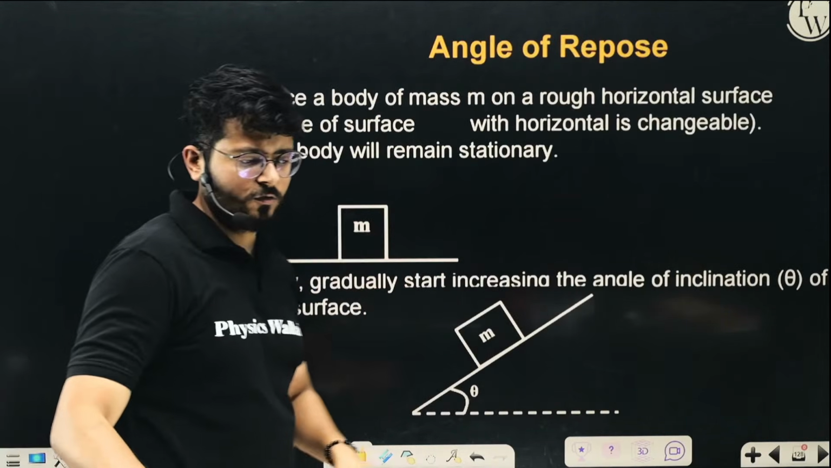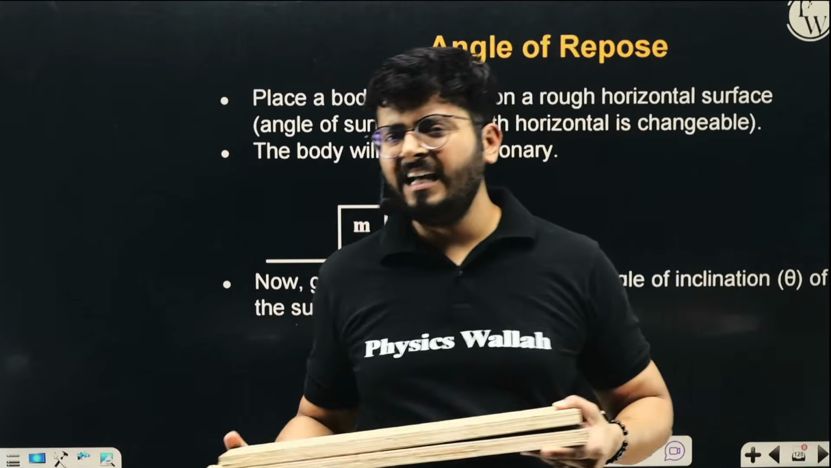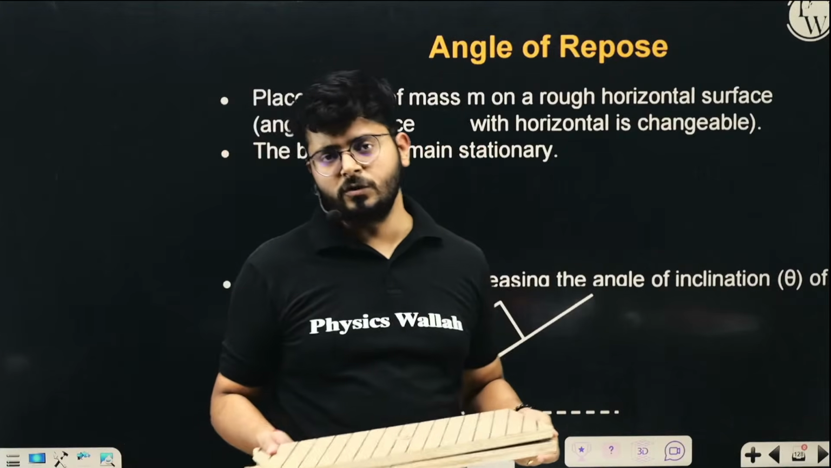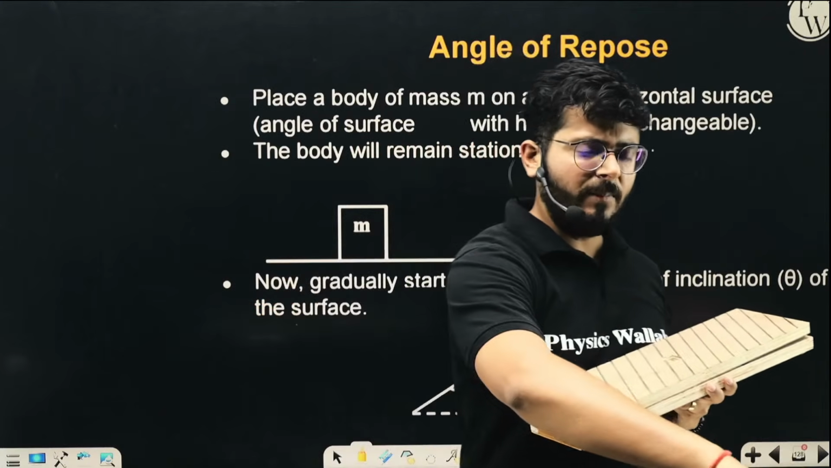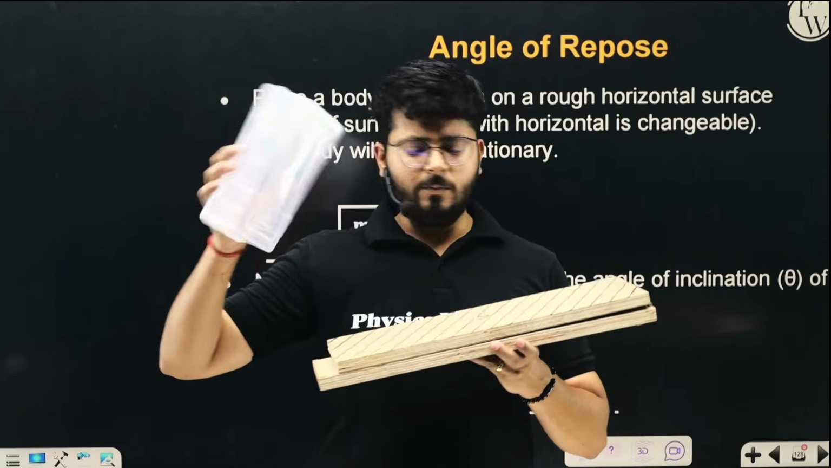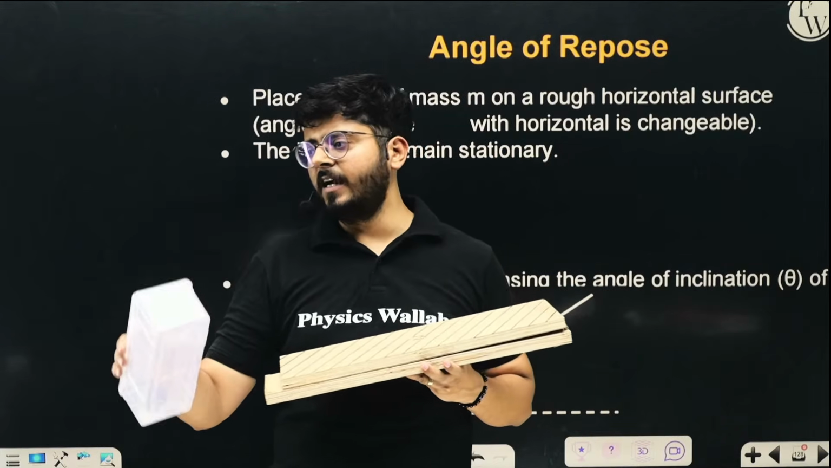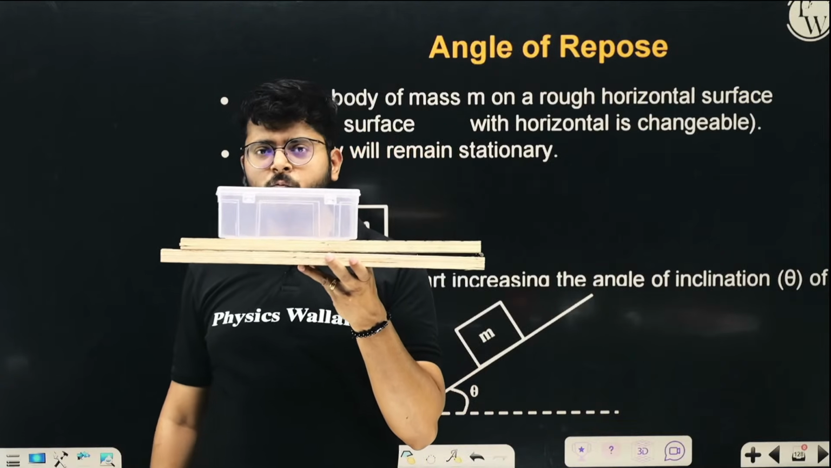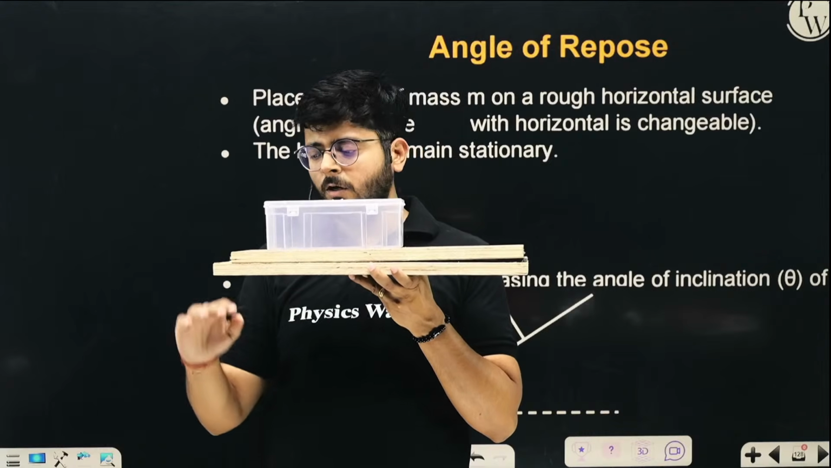Angle of repose is a good concept. Let's understand that. Angle of repose is something that helps us to calculate the coefficient of static friction between two surfaces, right? So here we have a wooden plank, and here I have a plastic box. Both are rough surfaces. I want to calculate what will be the coefficient of static friction between these two surfaces, right? What will I do? I will place one over the other, and I will try to measure the angle of this plank from the surface.